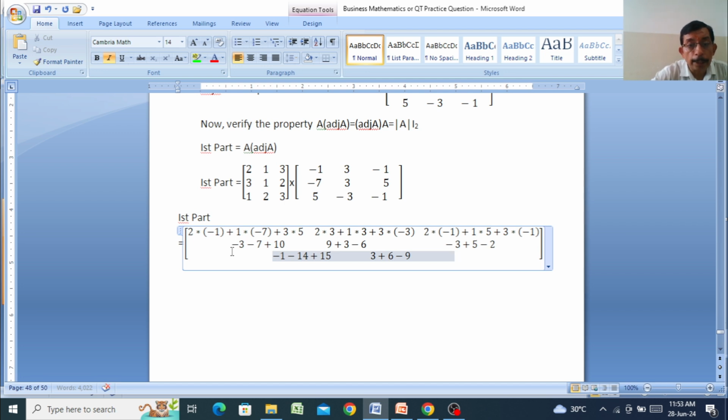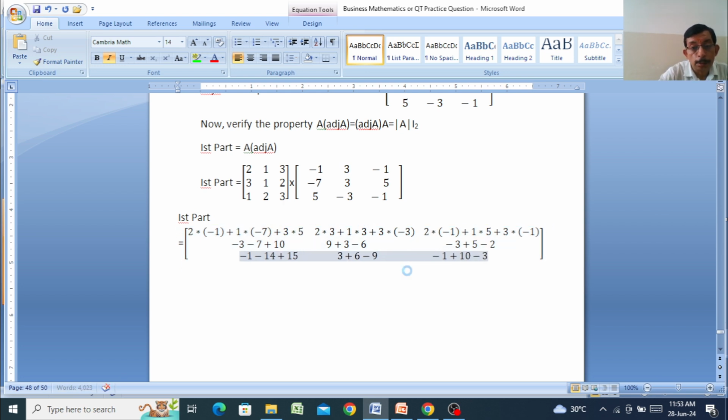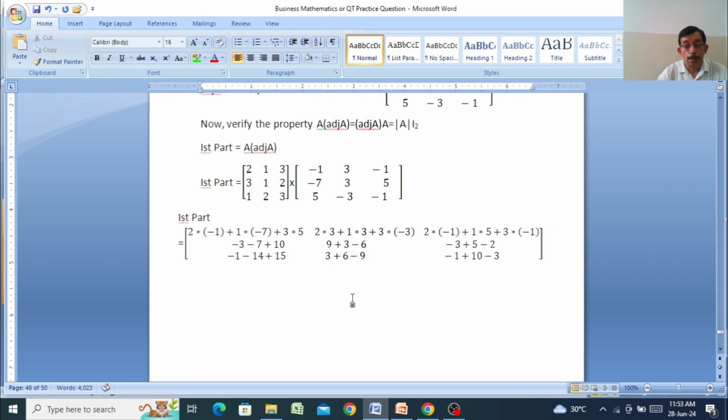Now the last row multiplied by the last column. 1 multiplied by minus 1 is minus 1. 2 multiplied by 5, the result is 10. And 3 multiplied by minus 1, the result is minus 3. Now simplify in the next step.